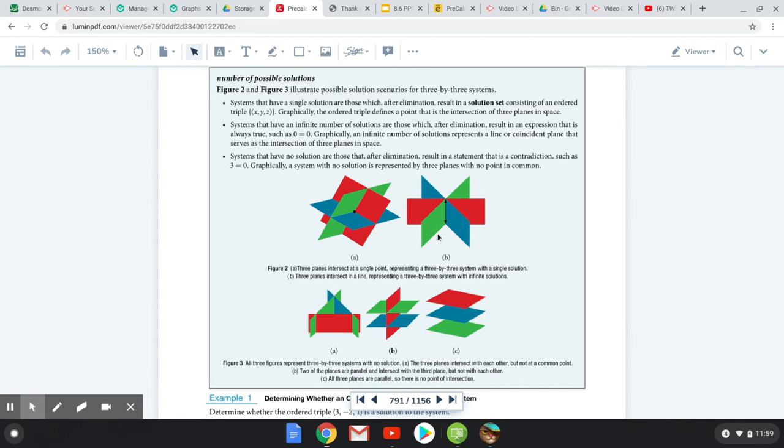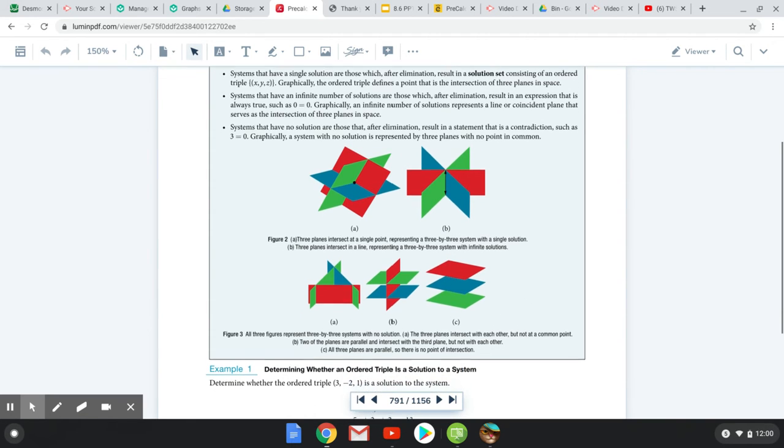Infinitely many solutions would be where all three planes cross at a line. So it'd be infinitely many solutions. These figures are all different situations where you have no solution. So obviously, with this one, none of them are even touching, so it's obviously no solution. These, they're crossing, but there's no point where all three cross at the same place. So that's why there's also no solution.